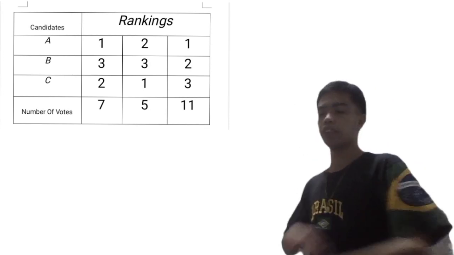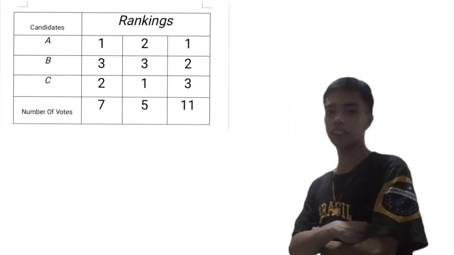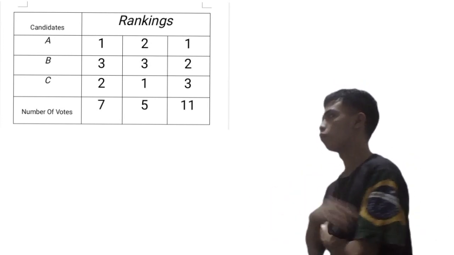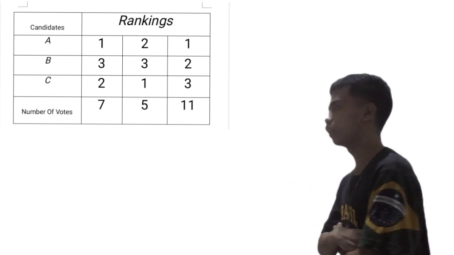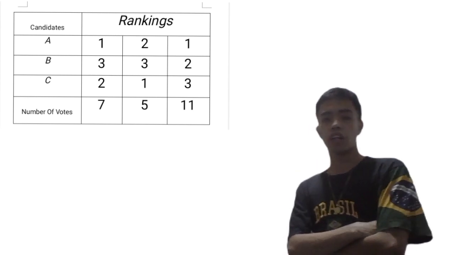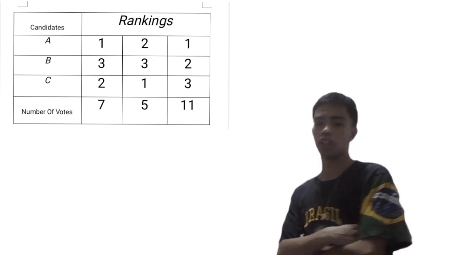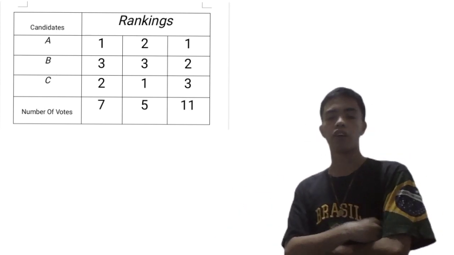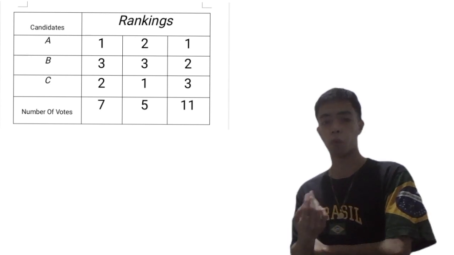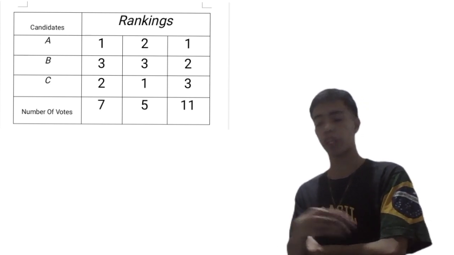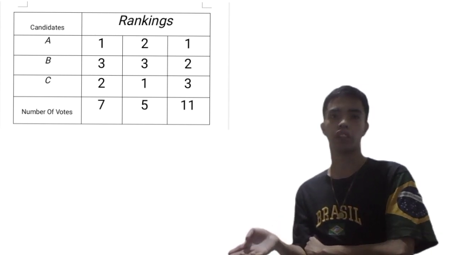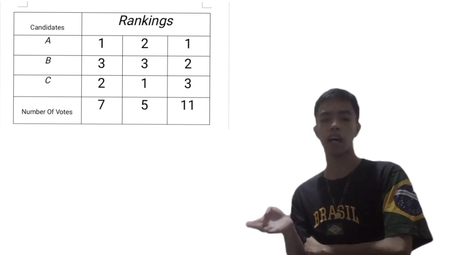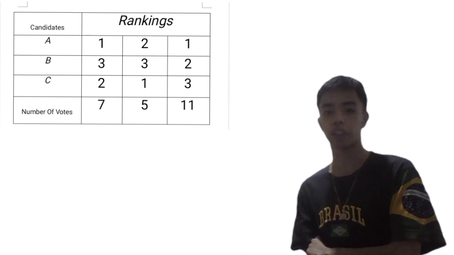Now we have here our preference table, which contains the data from the voters: candidates A, B, and C, the number of voters, and the rankings. In the pairwise comparison method, each candidate will undergo a head-to-head matchup against another candidate. Whichever candidate has the highest points wins the voting.